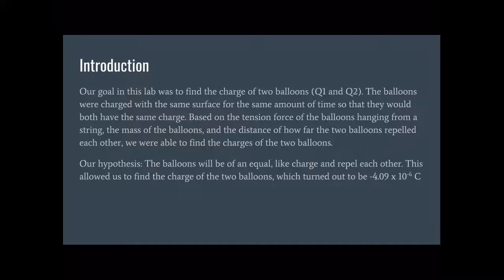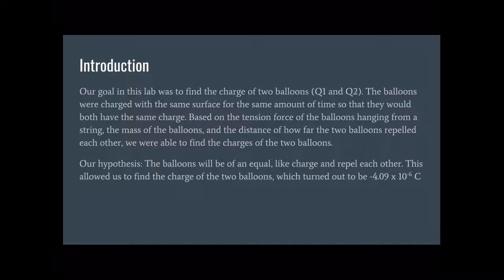The balloons are charged with the same surface for the same amount of time so that they would both have the same charge. Based on the tension force of the balloons hanging from a string, the mass of the balloons, and the distance of how far the two balloons repelled each other, we were able to find the charge of the two balloons. For our hypothesis, the balloons will be of equal like charge and repel each other.